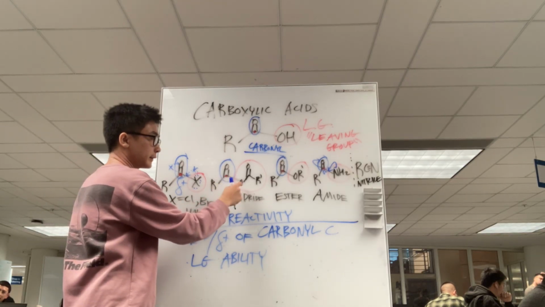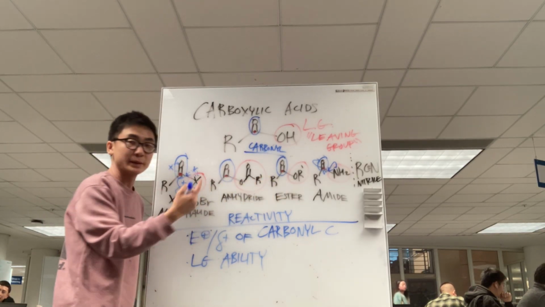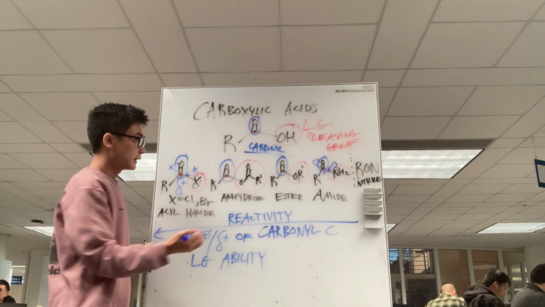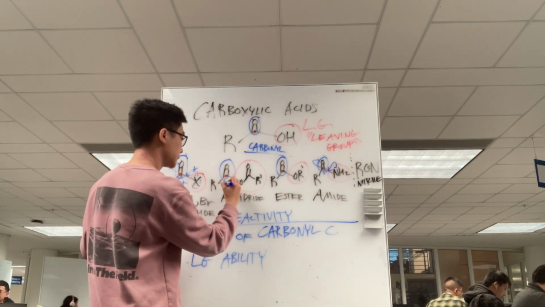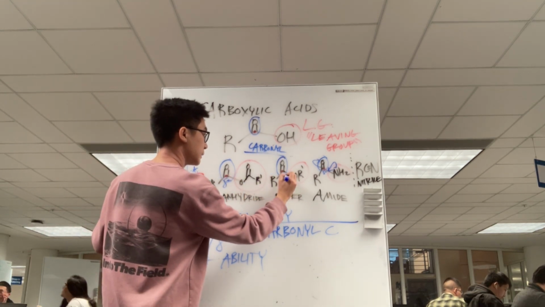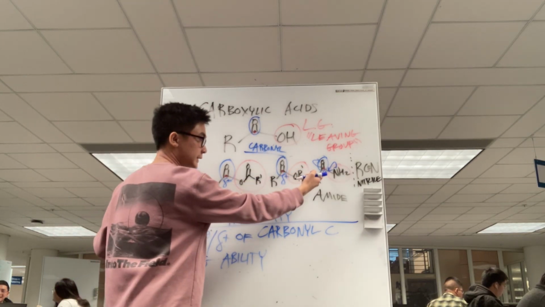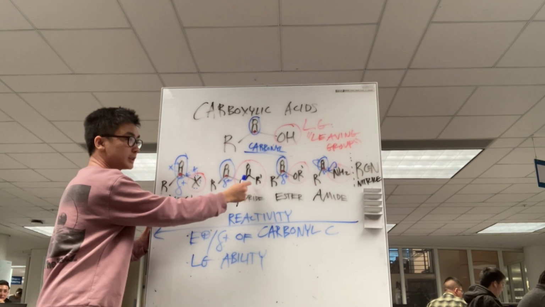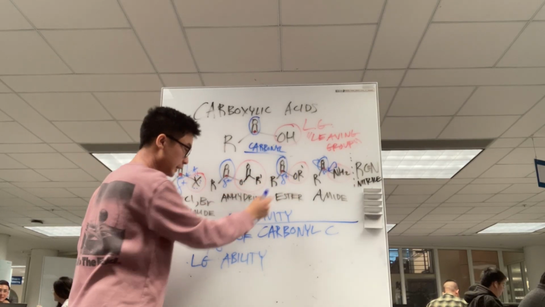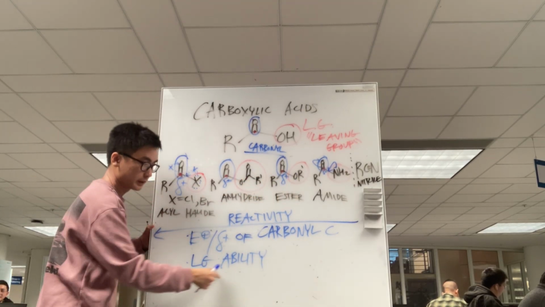Now, if you look at this oxygen versus this oxygen, they're the same atom, so they have the same electronegativity. So the partial positive charge of those would be similar, right? Less than this one because halogen is more electronegative, but more than the nitrogen. But anhydride is more reactive than the ester because of the leaving group ability, right?